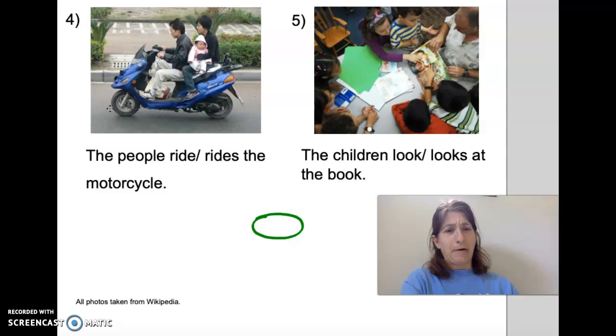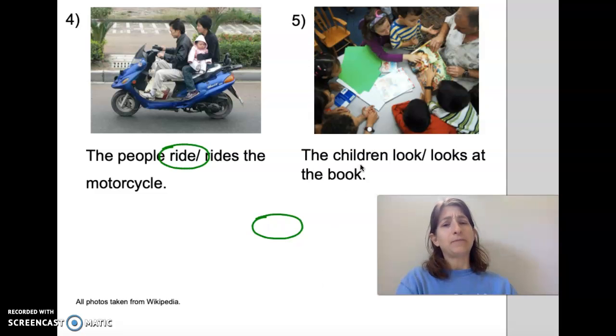I want you to figure out who they're talking about here and what word would best fit in the sentence. The people ride the motorcycle or the people rides the motorcycle? Well, if I'm talking about people, that's they. It's not one person, it's more than one. So I can't say they with an s on the end of the verb. I just need the regular verb. So I'm going to say the people ride the motorcycle because it's more than one person. I don't need an s on the end of what they do.